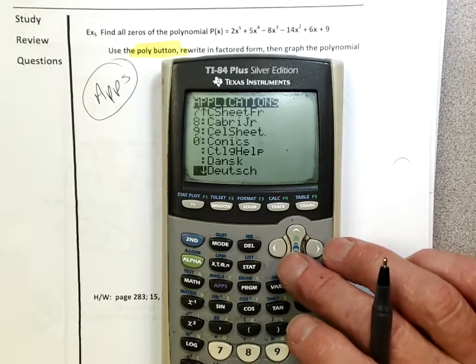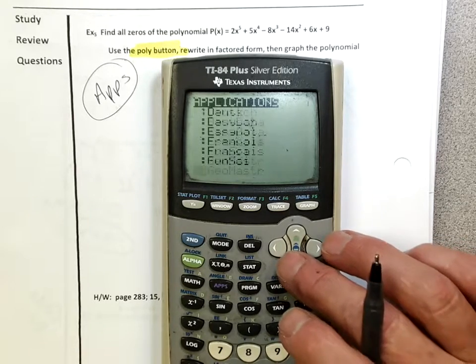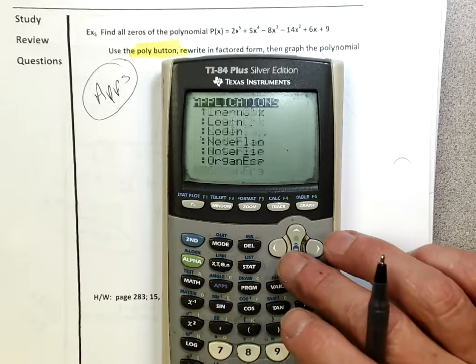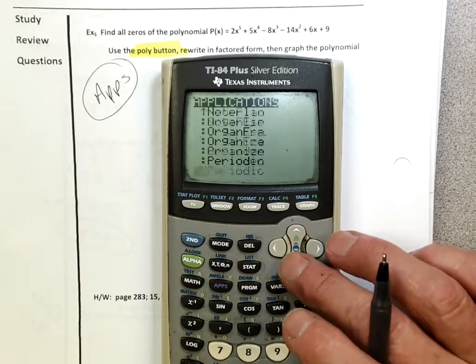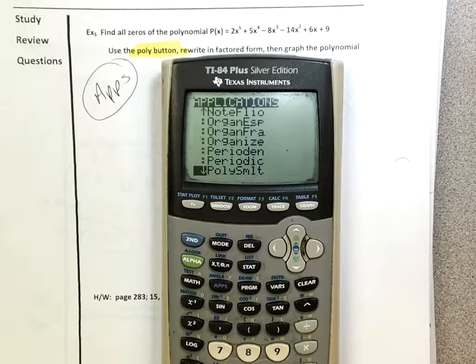Now, all these calculators are slightly different. Mine's very old. So I'm going to go LMNO. There it is. Mine says polysmlt. Okay, and you probably have something very similar, don't you? Depending on your calculator, mine is polysmlt, okay? So I'm going to push enter.